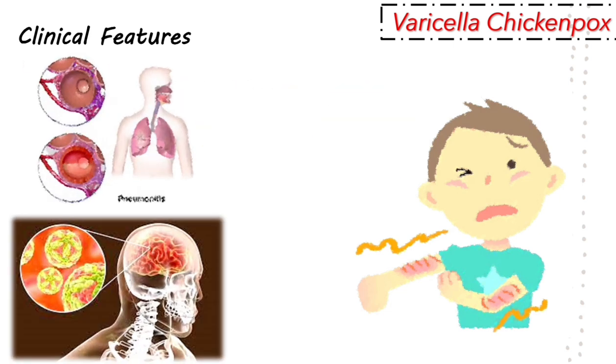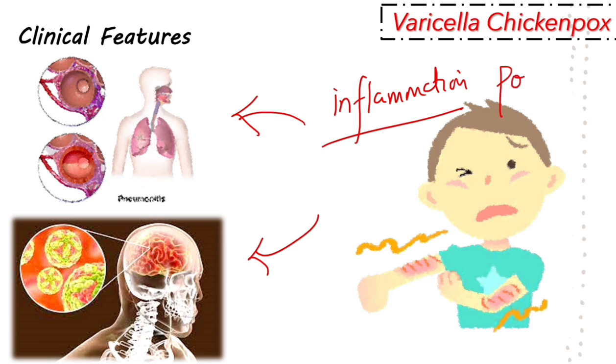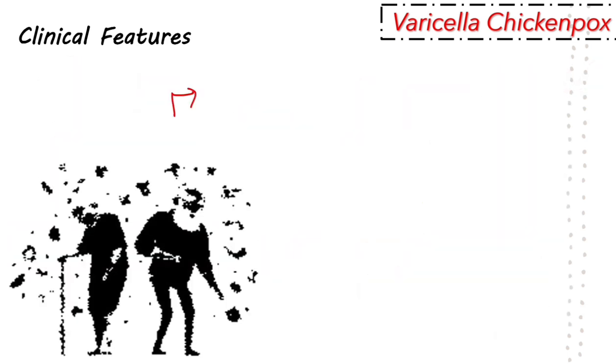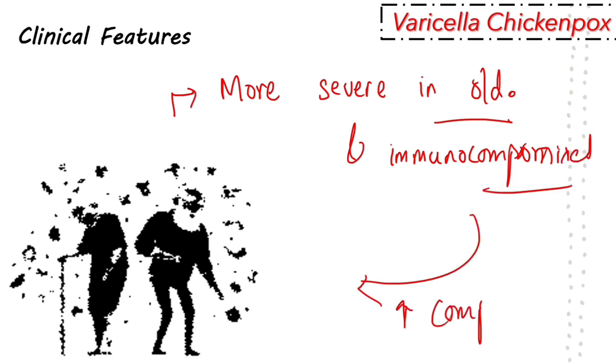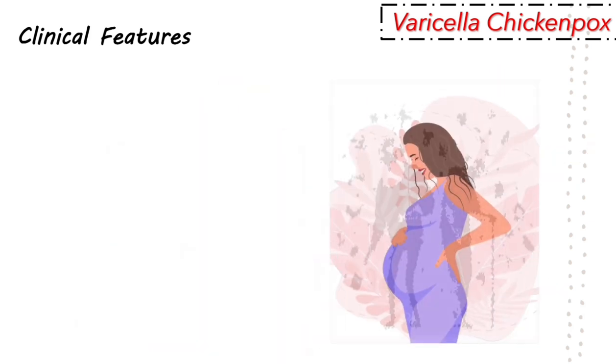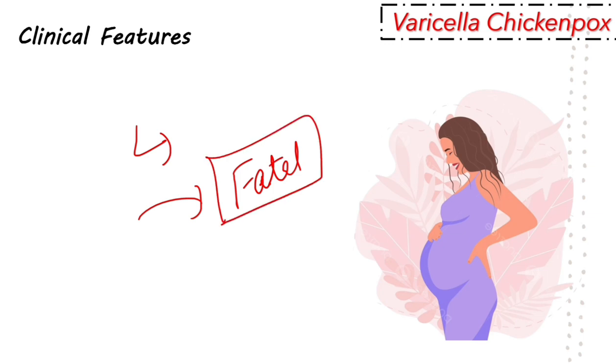Now, complications such as pneumonia, encephalitis, and inflammation of other organs are rare, but they are possible, especially in the small percentage of cases where the person is immunosuppressed. Varicella can have more severe and prolonged effects in older adults and immunocompromised patients, leading to increased likelihood of complications caused by the reactivated virus. If the varicella infection is acquired during pregnancy, it may result in fetal abnormalities as well.